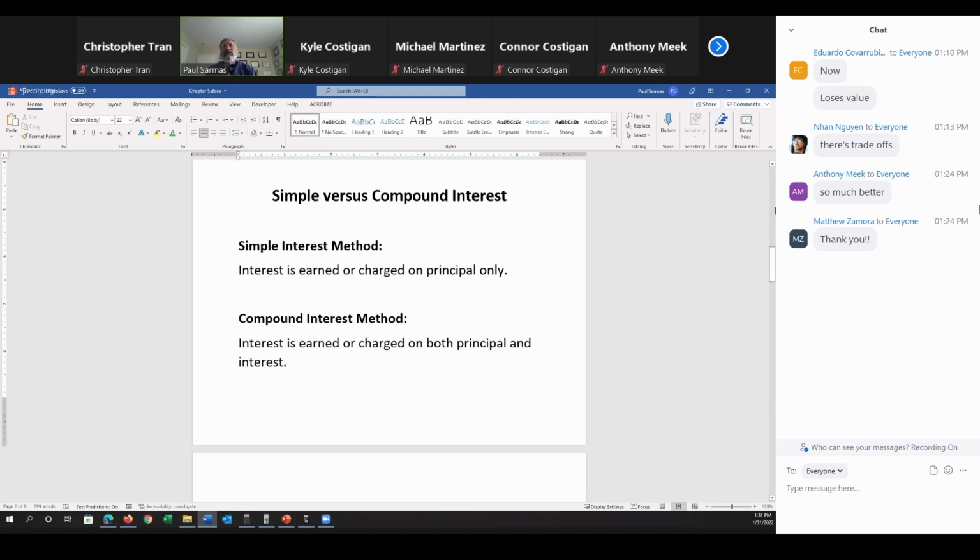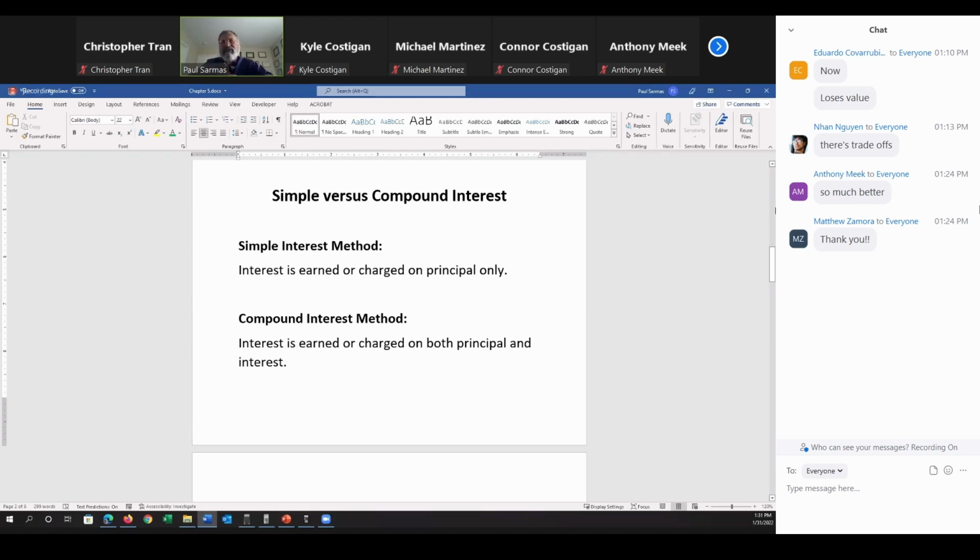Compound interest is where interest is earned or charged on both principal and interest from the previous period. So this is what happens. You have $100, you put it in the bank at 10% for 1 year. At the end of the year, you get 100 plus 10% interest, $10, that's $110. Then at the end of the second year, you get 10% on $110, where the interest will be $11. I hope you can see the difference.